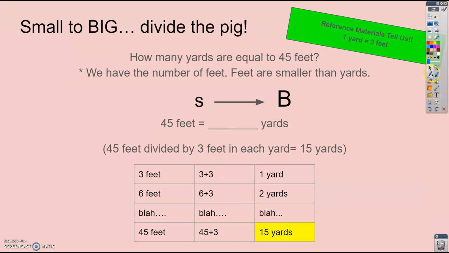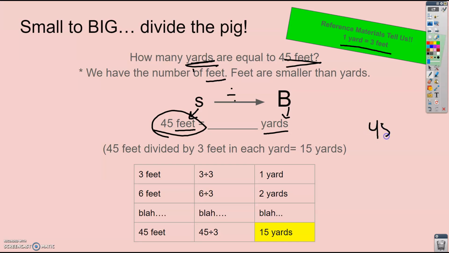Let's do another one. So, how many yards are equal to 45 feet? We have the number of feet. That's what we have. We know that feet are smaller than yards. All right. So our reference materials tell us that 1 yard equals 3 feet. So that means we have 45 feet divided by 3 feet in each yard. So we have 45 divided by 3. That's going to equal 15.